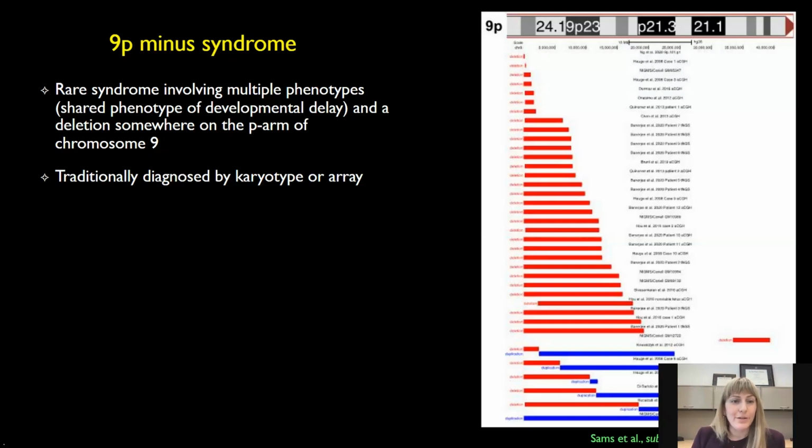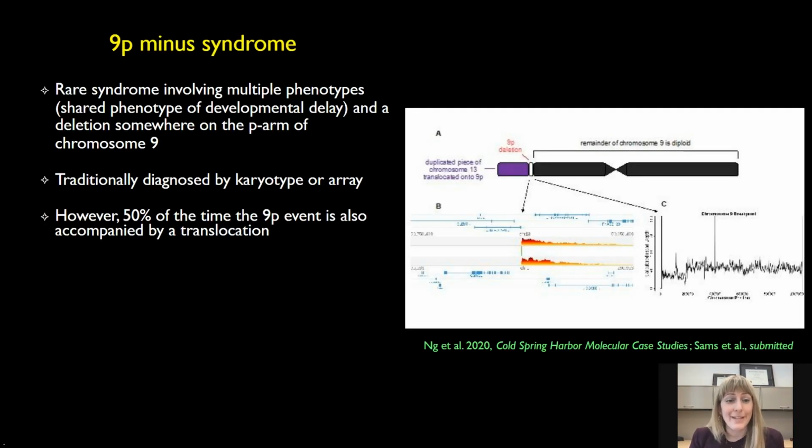Now, at this point, you may be wondering, why is she talking about precision genomics and long-read sequencing for a syndrome that mostly has a deletion as the main genetic factor? Well, it's because 9p- syndrome, in about half of the cases, is also accompanied by a more complex event, and it's usually a translocation. So this is from our paper in this past year where we identified a translocation in a patient, and this is where we had a duplicated piece of chromosome 13 that translocated onto a chromosome 9 that contained a small deletion.